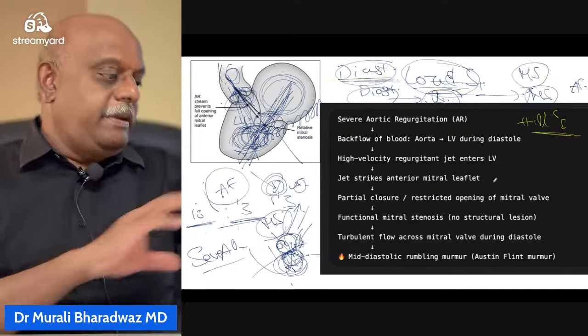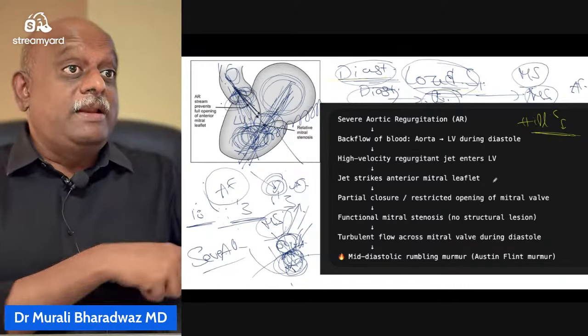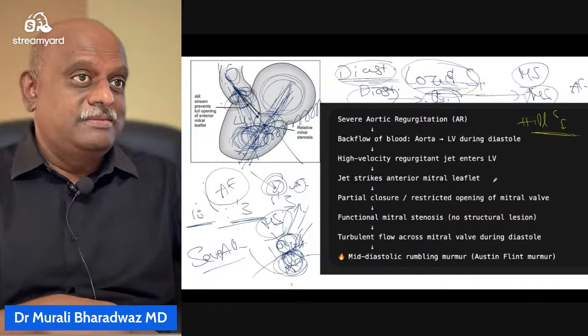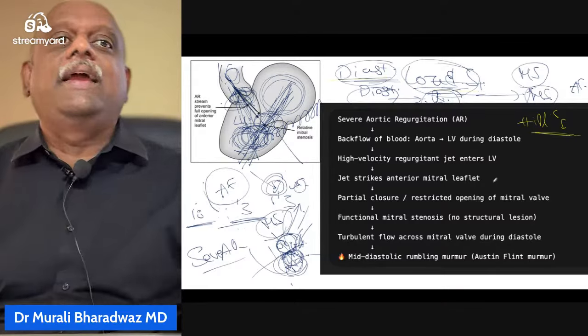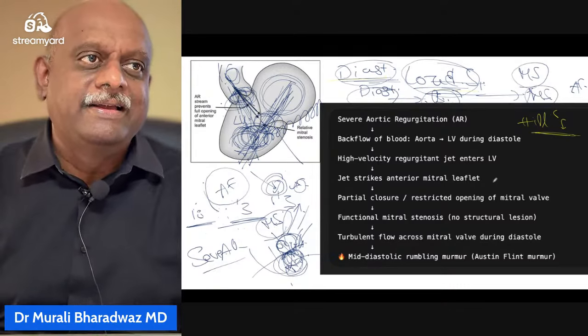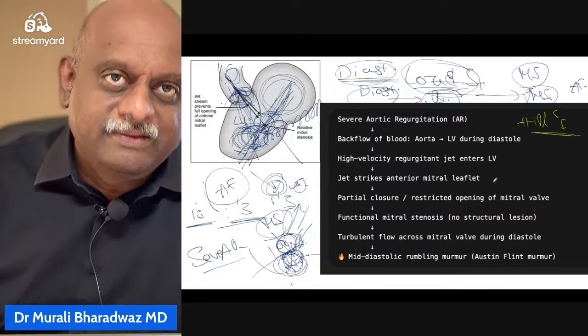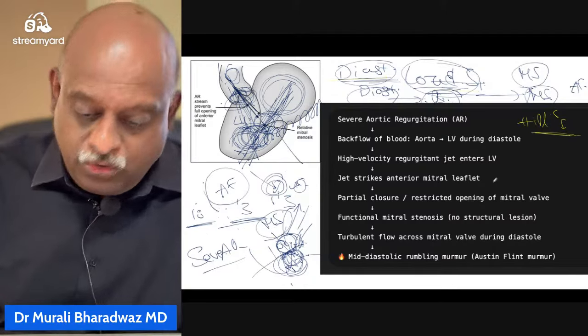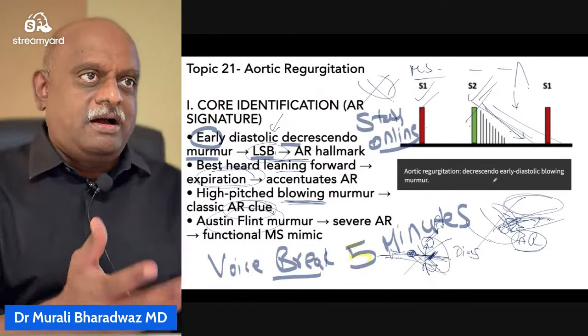You calculate the BP in the upper limb and lower limb. A discrepancy of more than 20 millimeters of mercury between the two is indicative of severe AR. That only occurs in severe AR. So that is what you will tell the examiner. So Austin Flint murmur is a sign of severe AR.